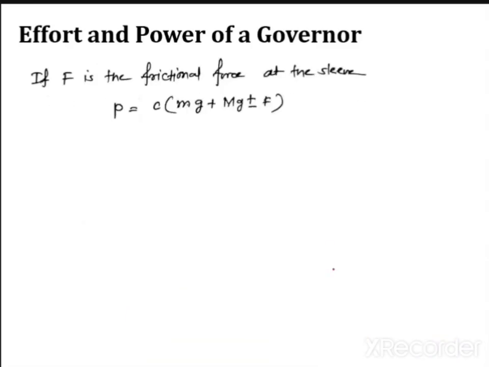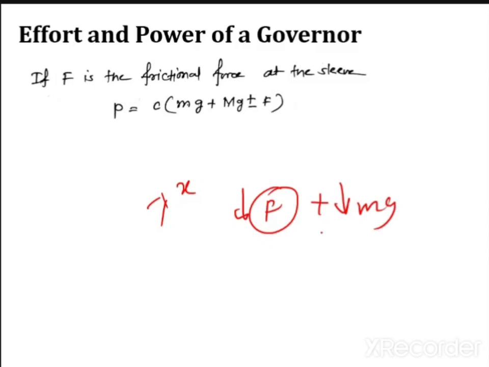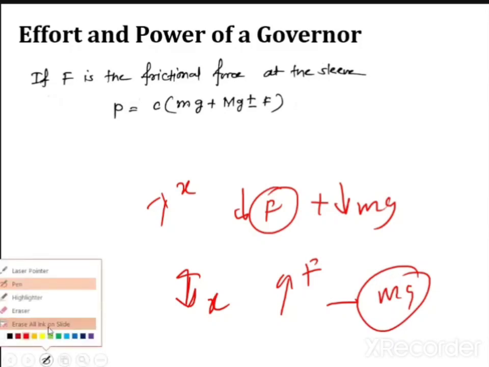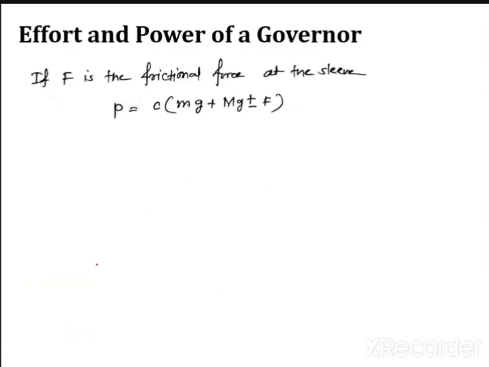Then if F is a frictional force at the sleeve, what will happen? You have to just do plus minus. Now you know that if the sleeve is moving upward, frictional force is downward, so it will get plus with mg. If the sleeve is moving downward, frictional force is F, it will get minus with the mg. Does everyone know this? Is there a need to say it again? No. Okay, is it clear?